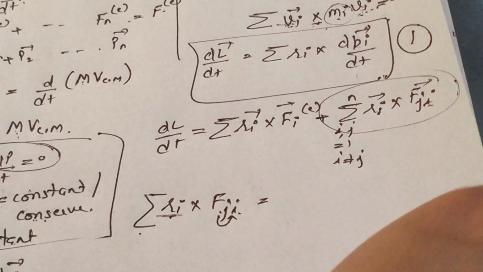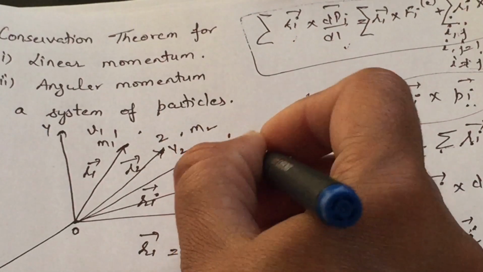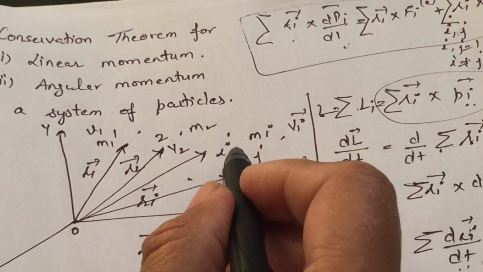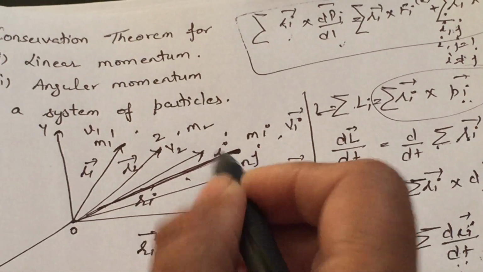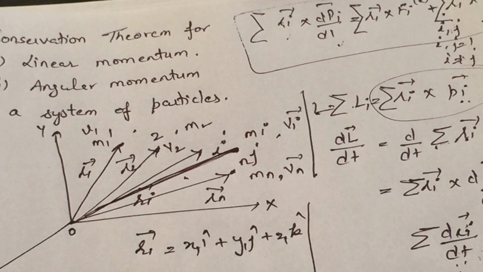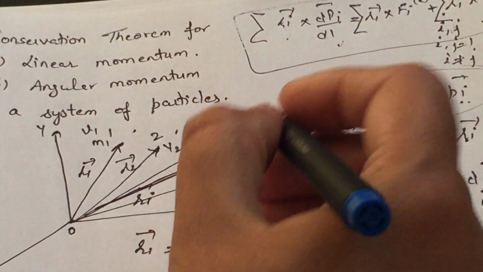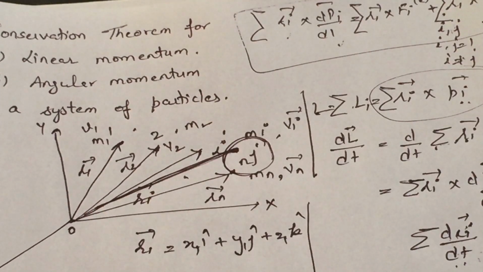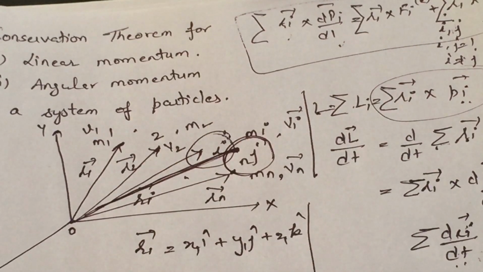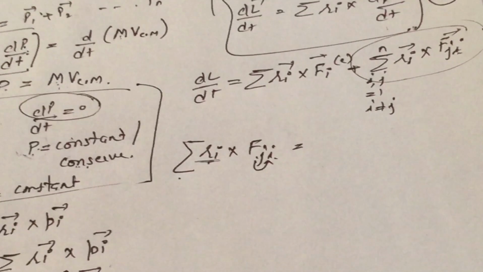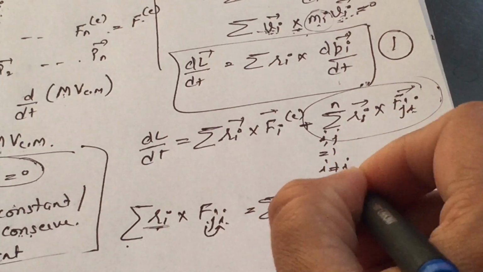It means we can just change this expression by taking any other particle j here. If this is our j particle, and the position vector of the jth particle is rj, the velocity of the jth particle is vj, and the mass of the particle is mj, then we can represent the whole equation. Instead of i, we can represent this whole term in terms of j.